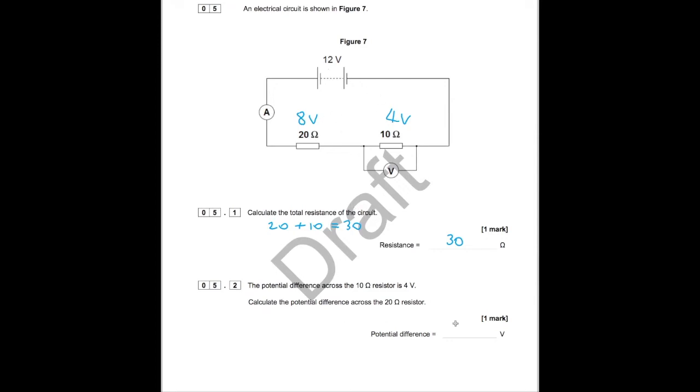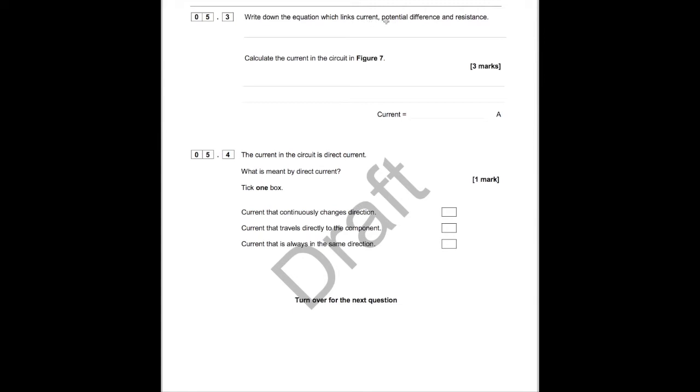It does. Write down the equation which links current, potential difference, and resistance. That's Ohm's law. Voltage equals current times by resistance. So that's V equals IR. Calculate the current in the circuit in figure 7. So current I equals V over R. So it was 12 volts divided by 30 ohms, and that equals 0.4 amps.